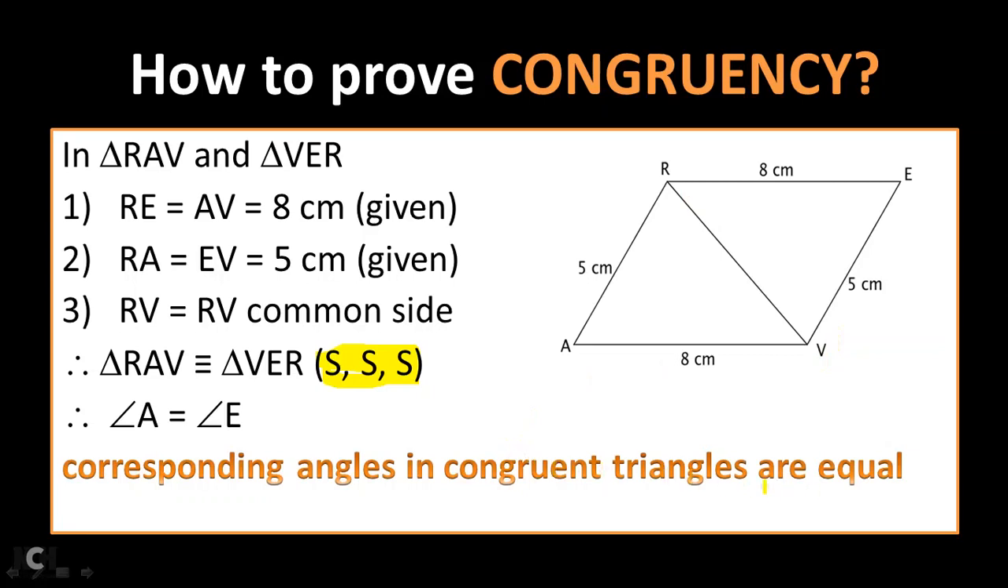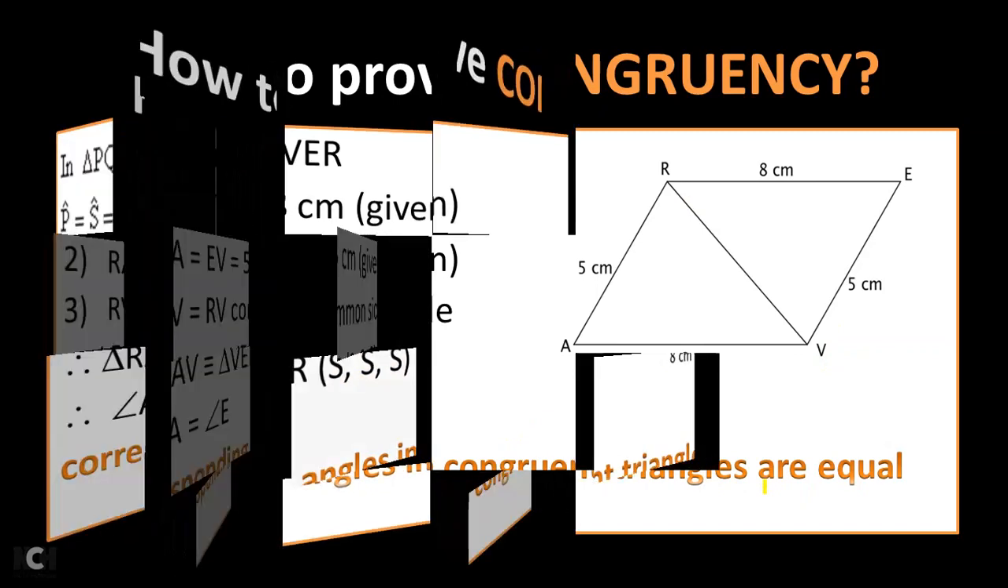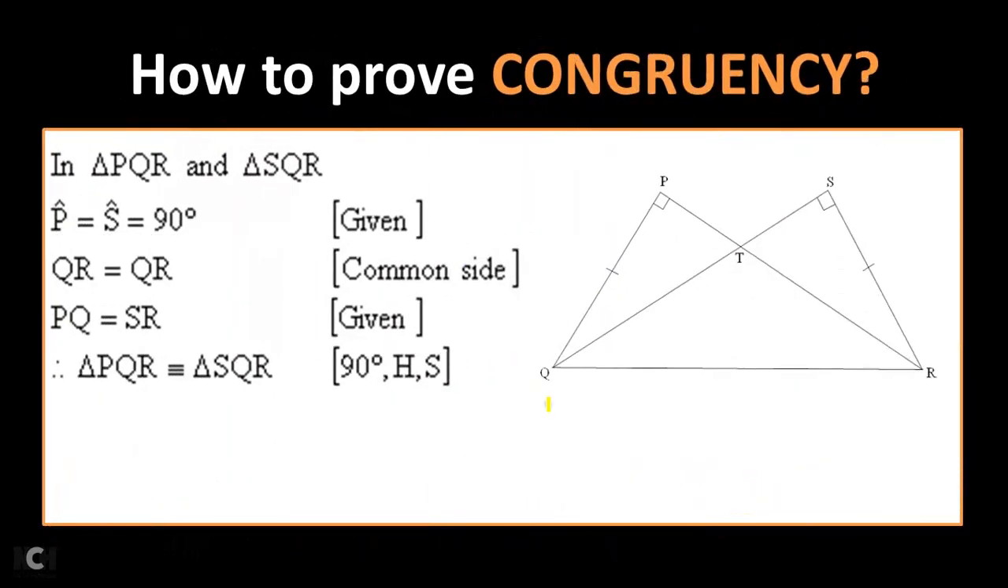Okay, so let's just look at another example, just for the sake of more knowledge, right? So here we have 2 triangles. We have triangle PQR and triangle SQR. The first thing that we would notice is that angle P equals angle S. They are both 90 degrees. It is given.